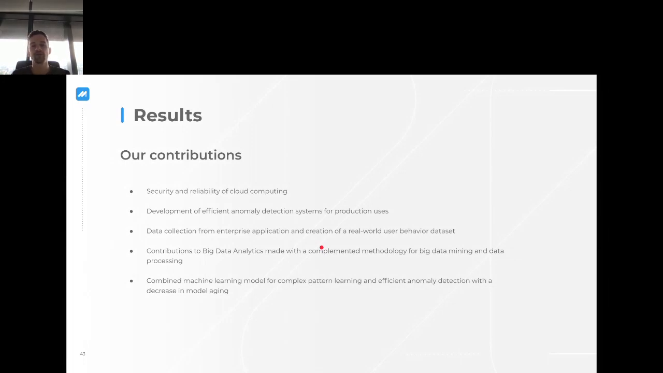And at the end, by combining the machine learning models and those approaches, we managed to capture the complexity of user behavior patterns. We managed to learn that pattern and create an efficient anomaly detection mechanism with a decrease in model aging. Because we didn't consider the anomalous cases, we only tried to learn the normal behavior of our users. And by using those patterns, we were able to detect when something is not normal.